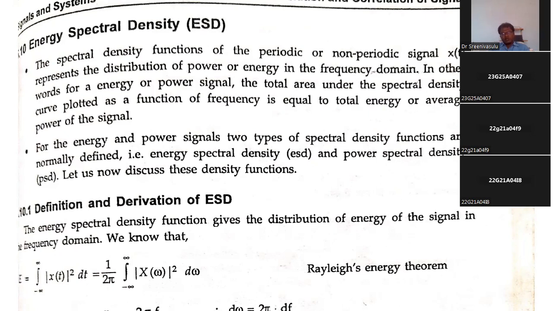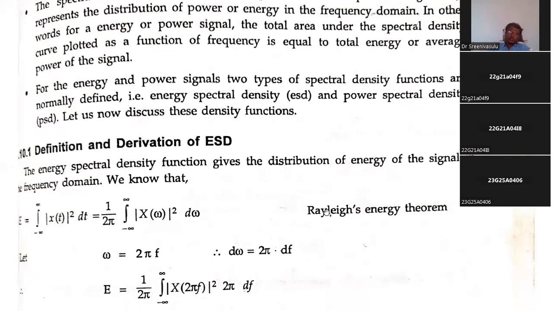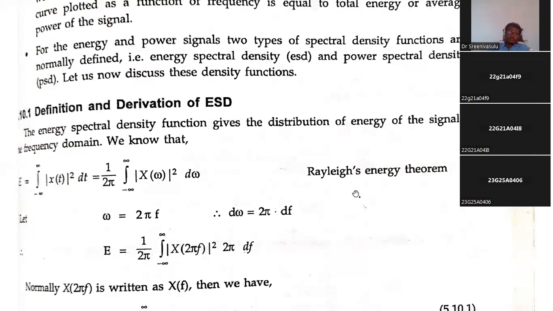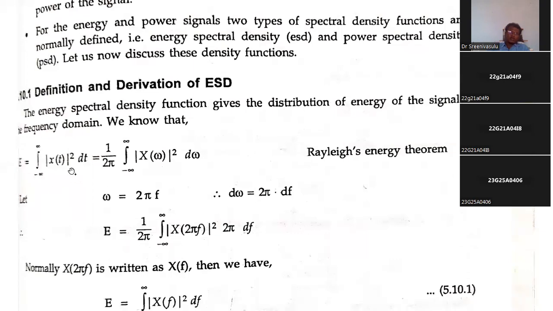So frequency domain means you need to obtain the Fourier transform. From that Fourier transform, we have an autocorrelation function. If we apply a Fourier transform and from that calculate the energy or the power, it is nothing but energy spectral density or power spectral density. So you see, according to Rayleigh's energy theorem or Parseval's theorem, what is the energy formula in time domain?